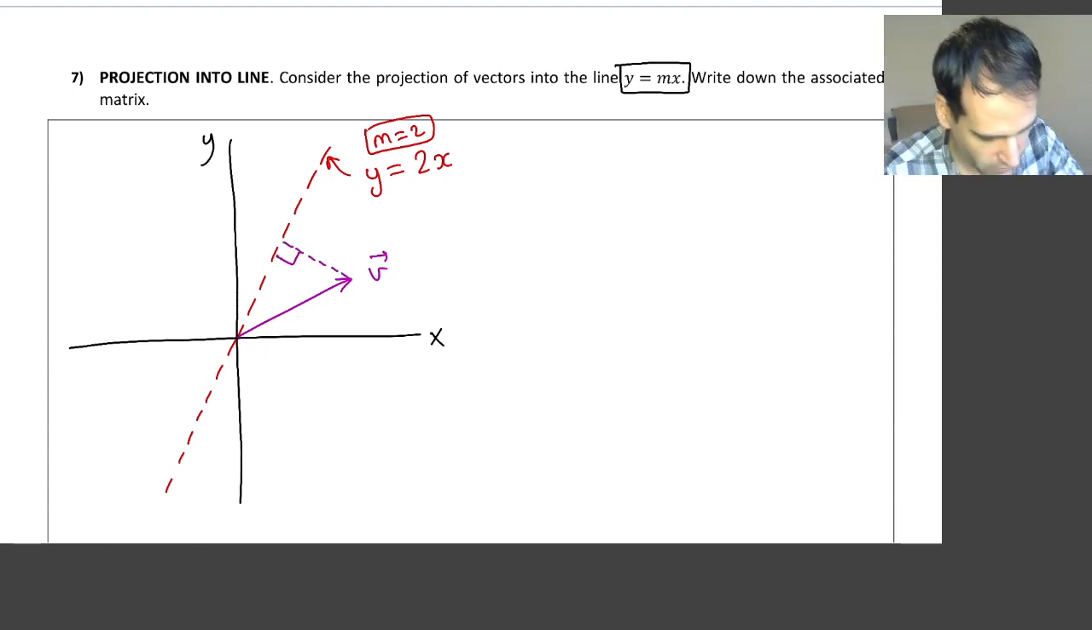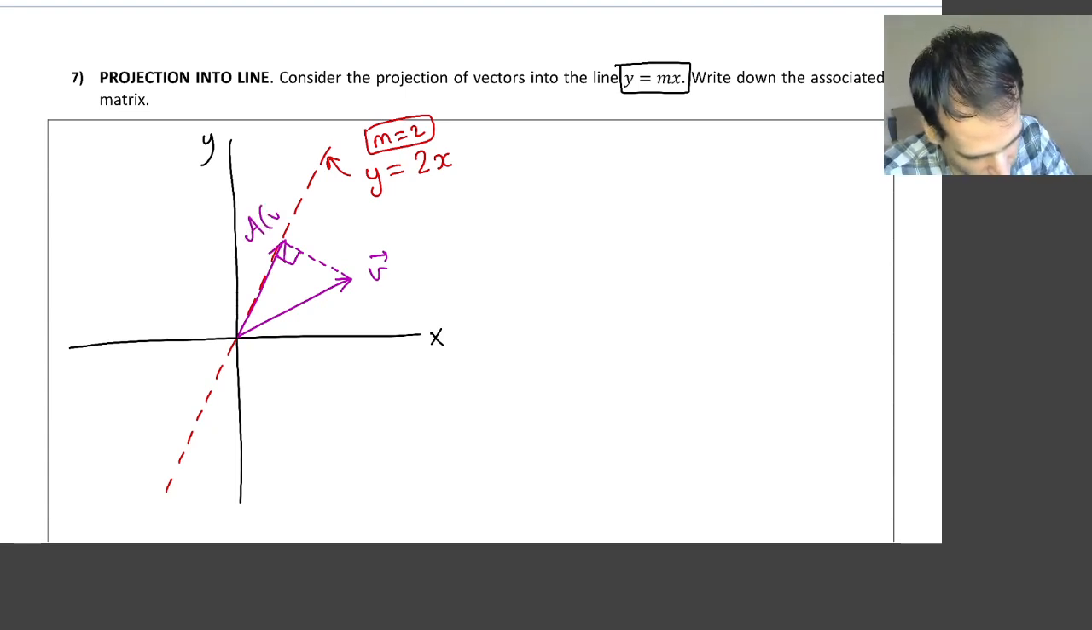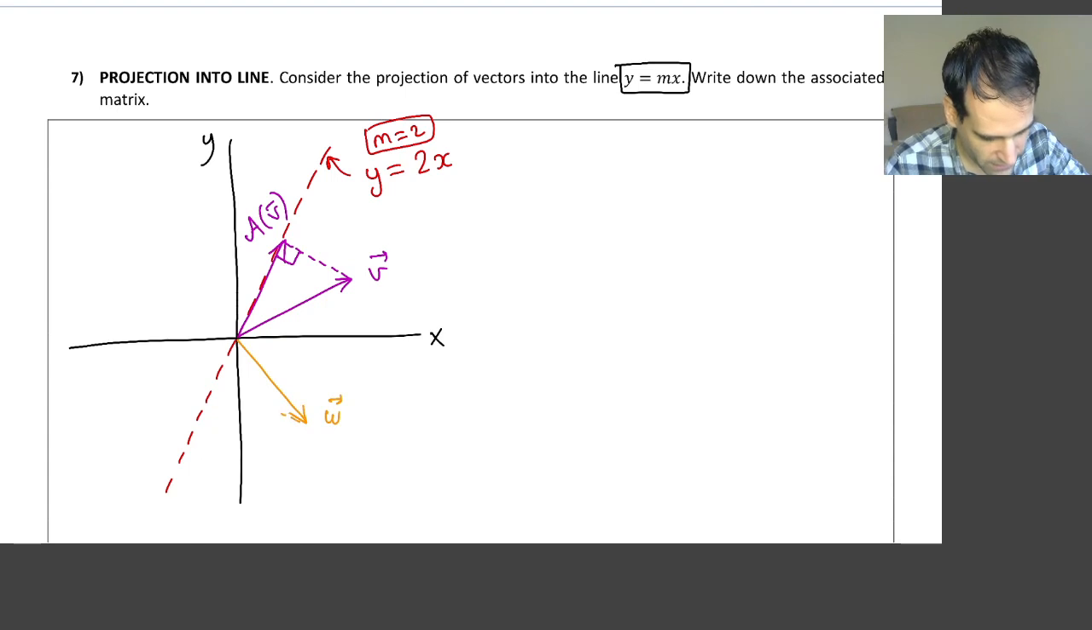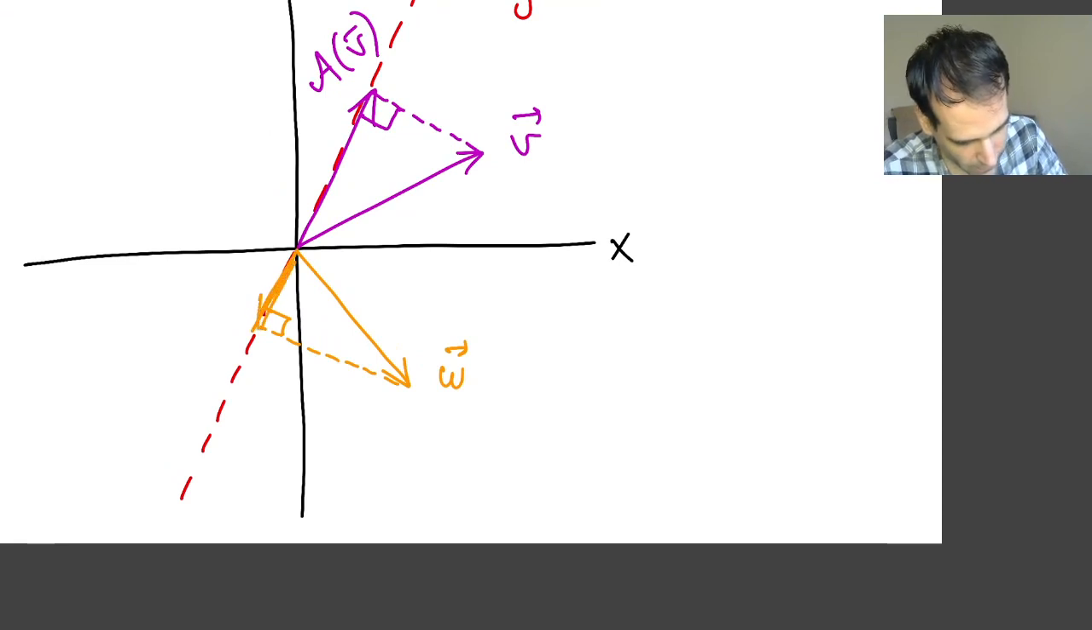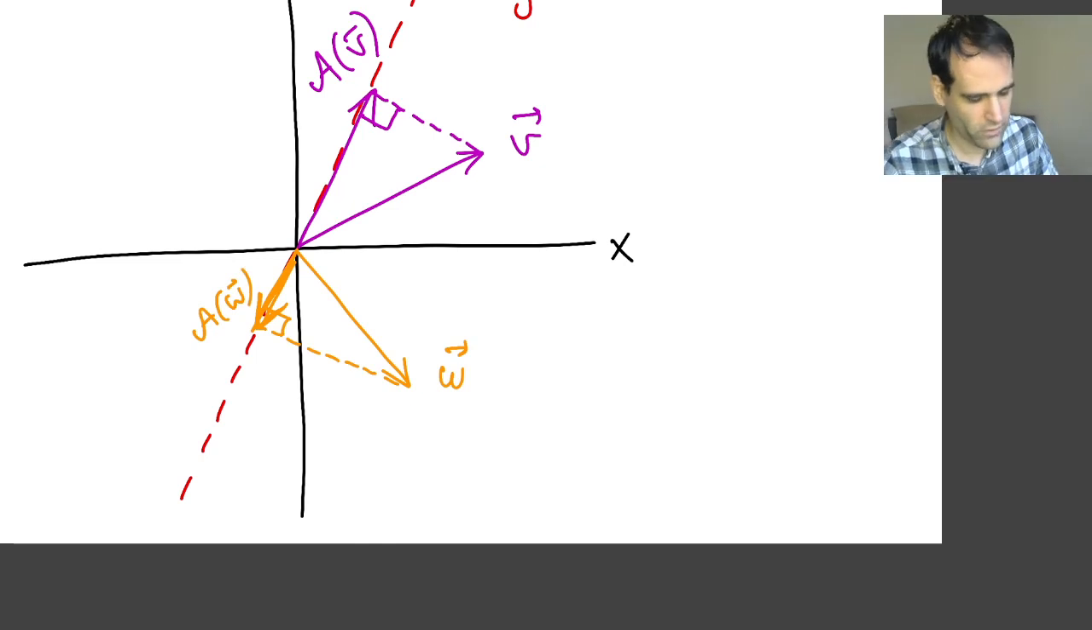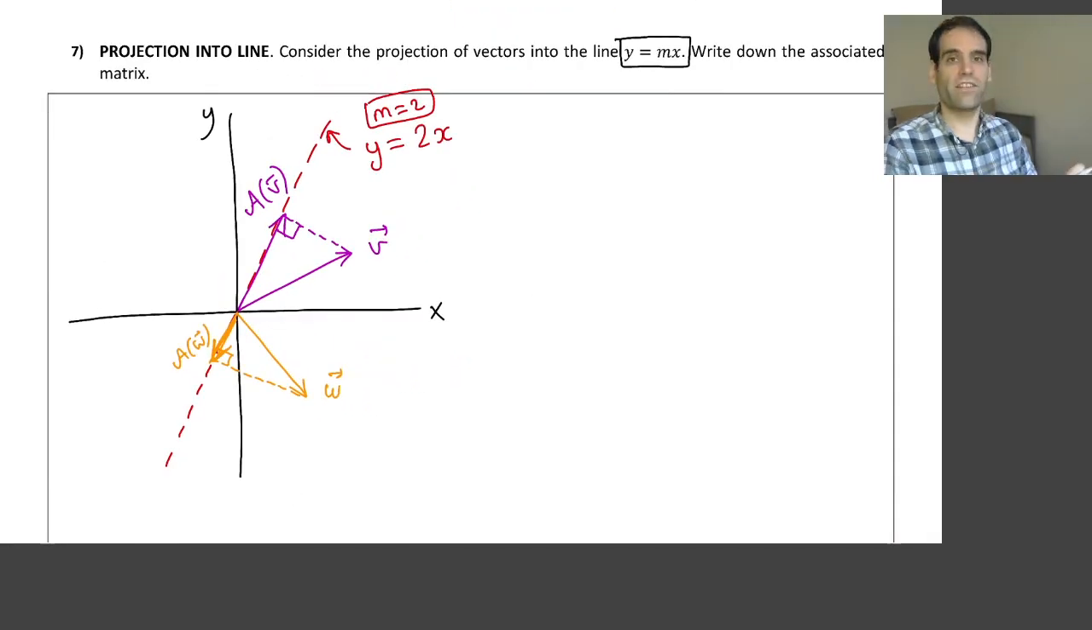This is 90 degrees. So we want to find this vector, which will be the transformed version of v. So we project it into the line. If we consider a vector like this, w, then we want to project it again into the line. This is 90 degrees, so we end up with a vector like this, A of w. Okay, so that's what projection means.